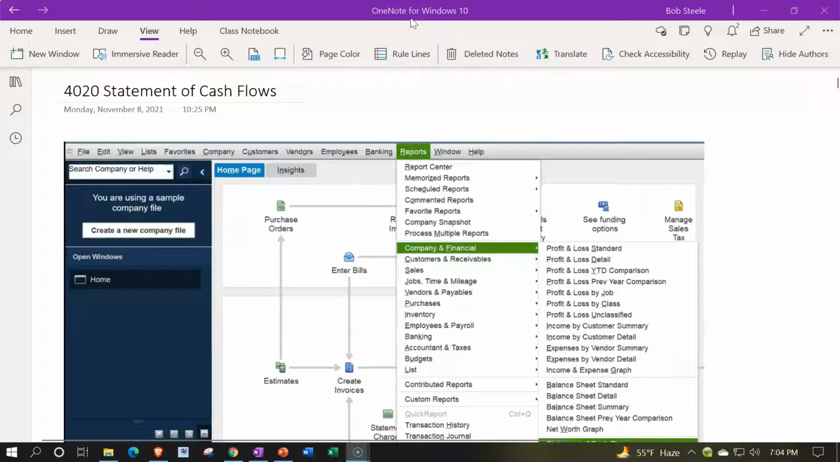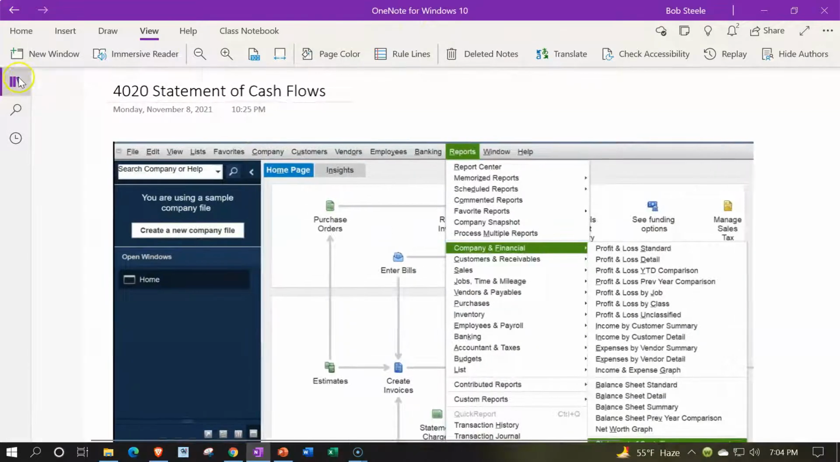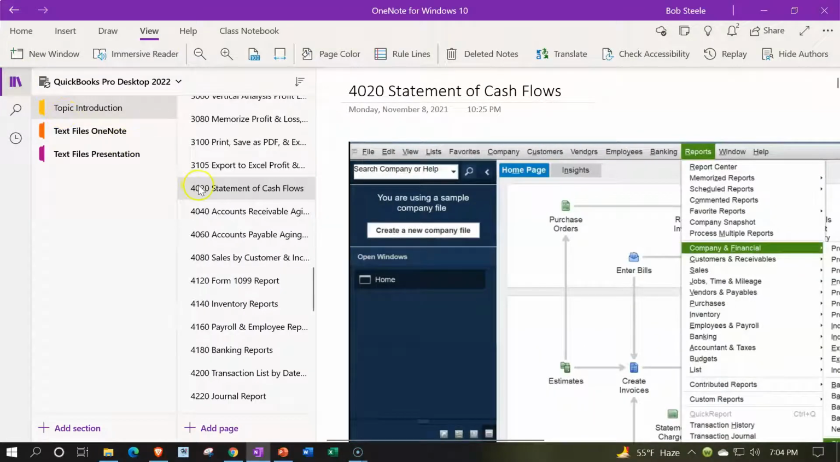If you have access to OneNote and would like to follow along, icon on the left-hand side, topic: introductions, 4020, statement of cash flows. Also take a look at the Immersive Reader tool, topic: introductions in the text area as well. Same name, same number, but with transcripts. Transcripts can be translated into multiple languages, either listened to or read in them.